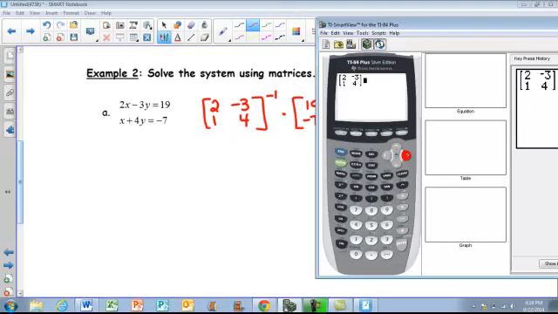Arrow out. Remember, you're going to take the inverse of that, and then you're going to multiply by that next set. So again, I'll go into alpha y equals, hit that zoom. This time I have a 2 by 1.